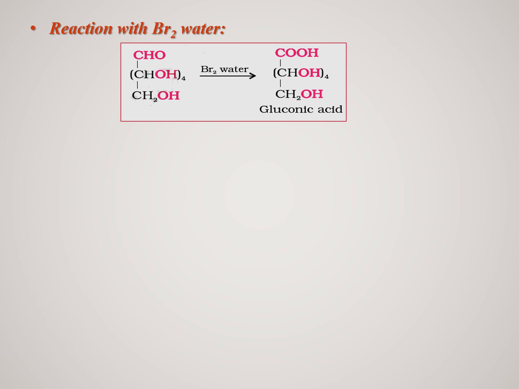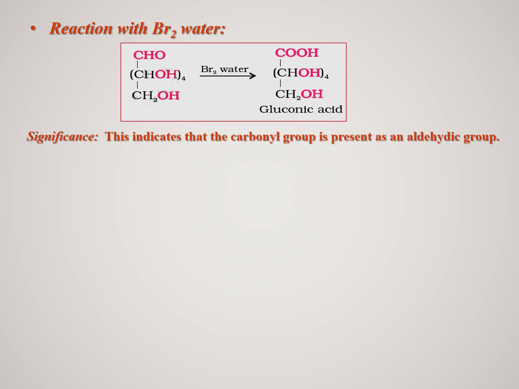Later, the test for aldehydes also confirmed this. When glucose was reacted with Tollens reagent, it gave a black precipitate, confirming the presence of the aldehyde group. This is a characteristic test answered by all aldehydes. So the significance of the reaction with bromine water is that it indicates the presence of an aldehyde group.